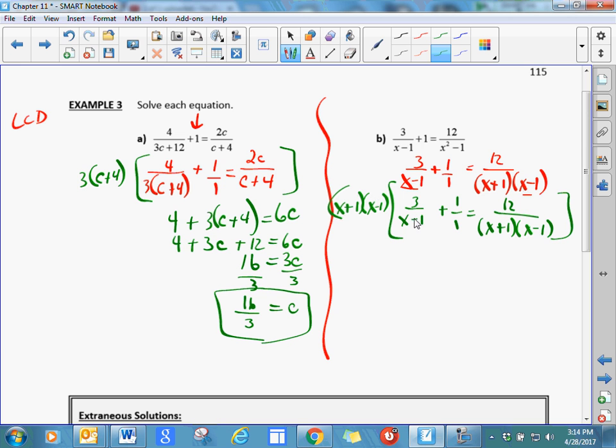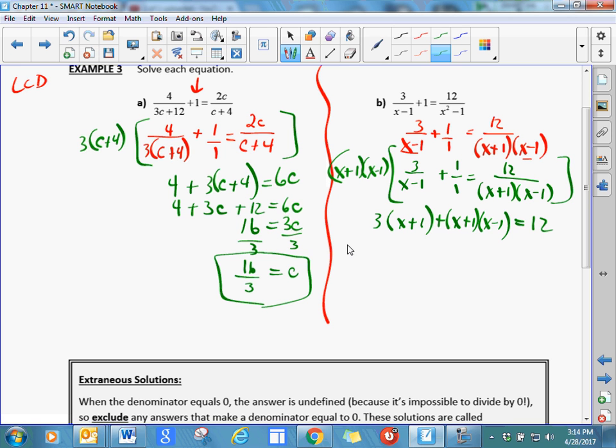So this x minus 1 cancels here nicely. That leaves me the x plus 1 to multiply the 3 by. Nothing cancels with this one, so this piece is x plus 1, x minus 1. And on the other side of the equal sign, this x plus 1, x minus 1 is our LCD. The entire thing cancels, and we just have a 12.